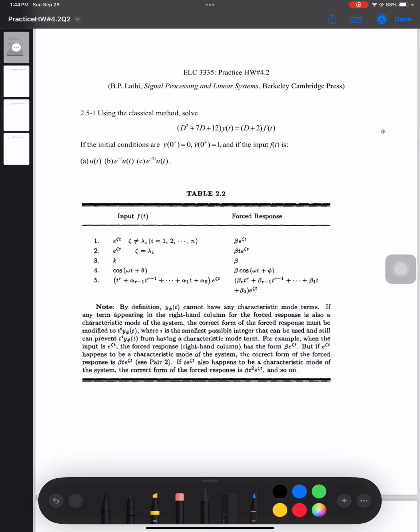This is Signals and Systems Practice Homework 4.2, Question 2. Using the classical method, solve these equations to get y(t) if the initial conditions are these two and the input f(t) is a, b, c. First, this equation lets us solve y(t), which includes two parts: the natural response plus the forced response.